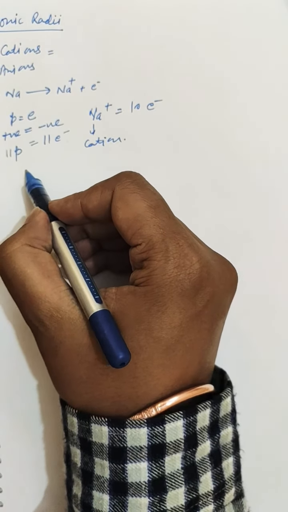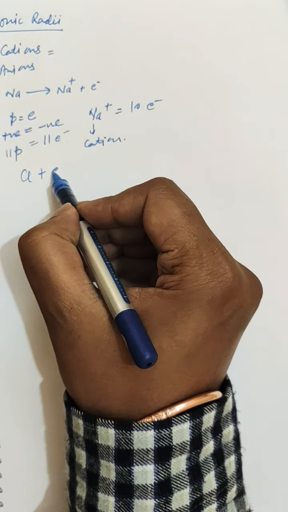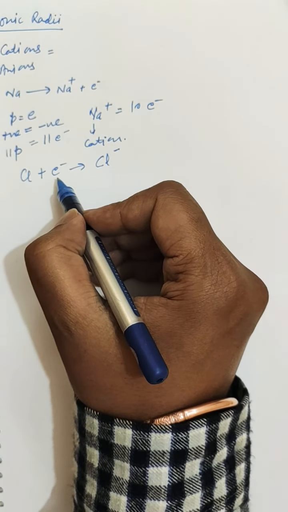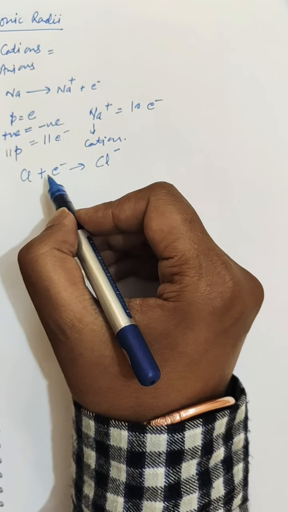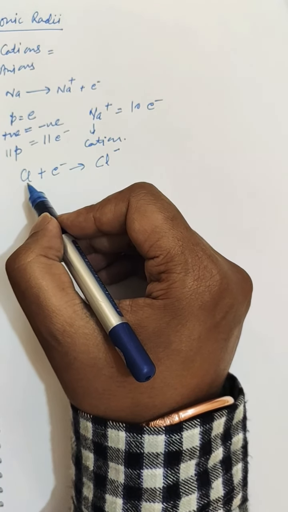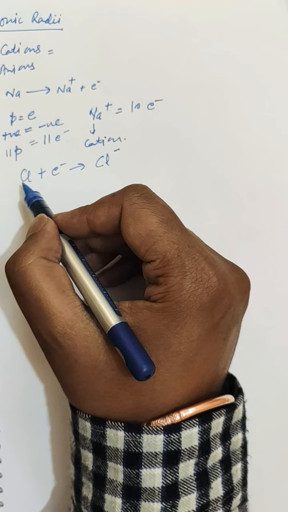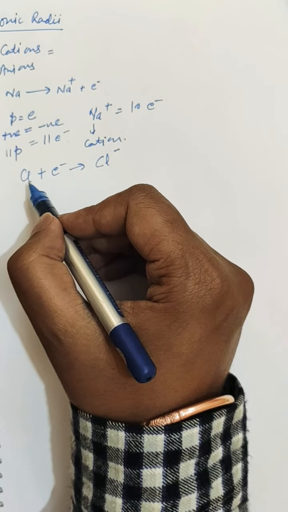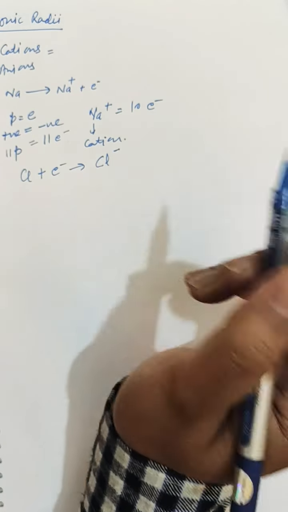Similarly, anions are formed, for example, from chlorine. An anion is formed by the addition of an electron. Electron means negative charge. An atom is a neutral species, so when negative charge in the form of an electron is added to chlorine, it results in the formation of the chloride anion. So there are two types of ions, the cation and the anion. Now we will discuss the size of the cation and the anion.